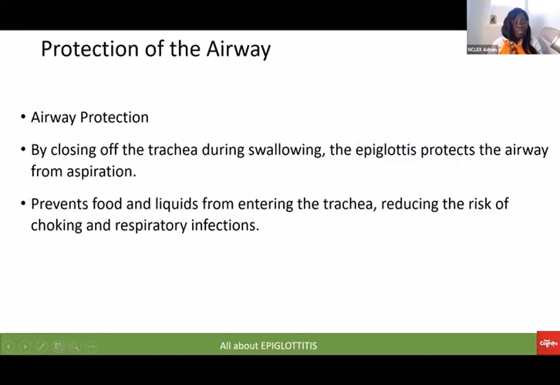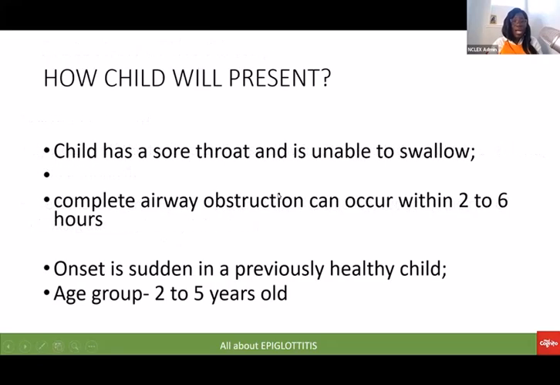By way of its function, we can deduce that yes, it really protects the airway. Look at where it is located. By closing off the trachea during swallowing, the epiglottis will protect the airway from aspiration so that the food will not get into the airway. And then it will prevent foods and liquids from entering the trachea and reduces the risk of choking and respiratory infections.